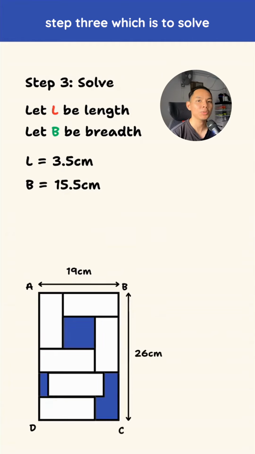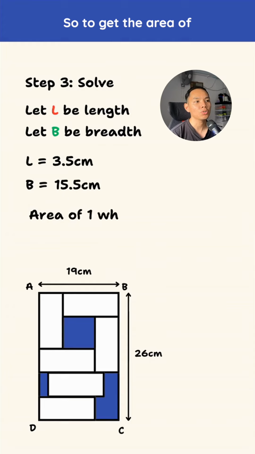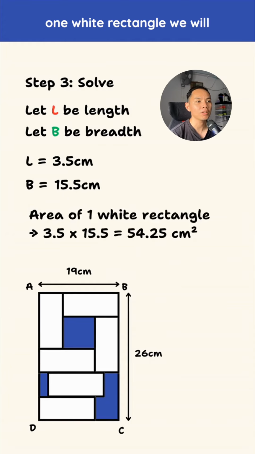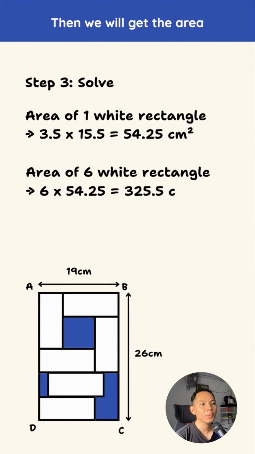We can go to step 3, which is to solve this. To get the area of one white rectangle, we have 3.5 times 15.5, which gives us 54.25 centimeters square. Then we get the area of the 6 white rectangles, which is 6 times 1 white rectangle, which is 325.5 centimeters square.